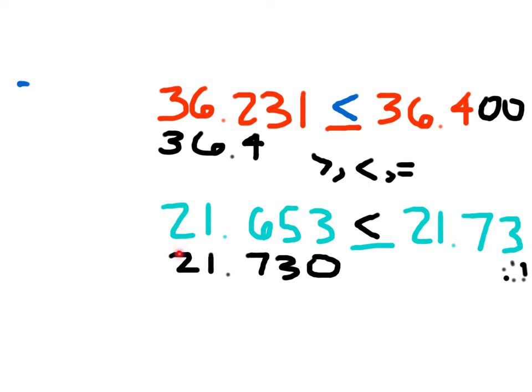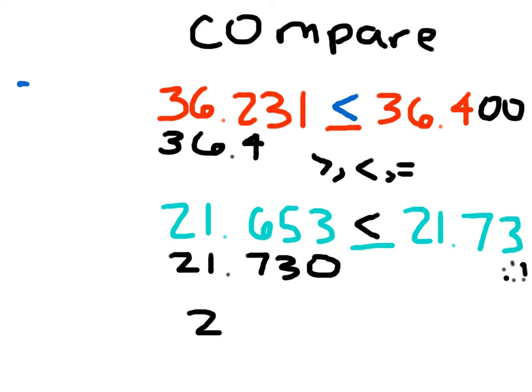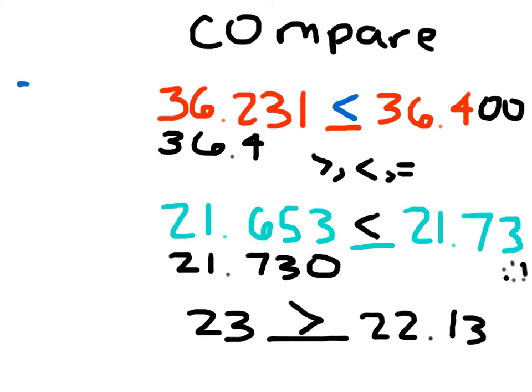Okay, those are the same. 6 is less than 7, less than, and I read it again. And I read it back, this time without the 0, because this was our original problem. 21 and 653 thousandths is less than 21 and 73 hundredths. And that's what we do. That there is comparing not only decimal numbers, but also whole numbers. Like 23 versus 22 and 13 hundredths. Yep, that's greater than, because 23 already is bigger than 22.